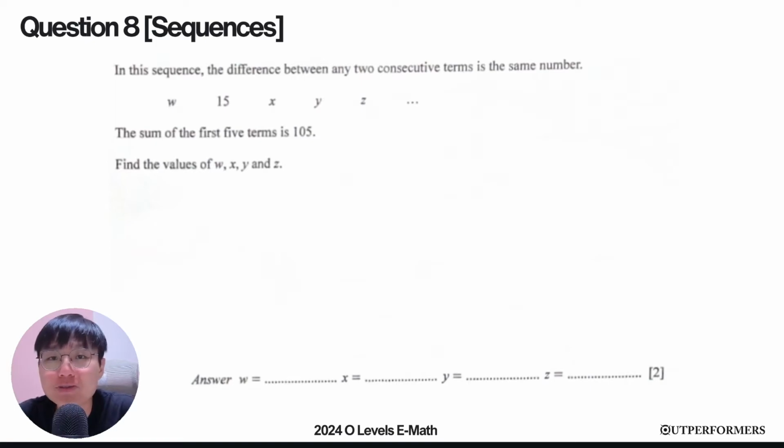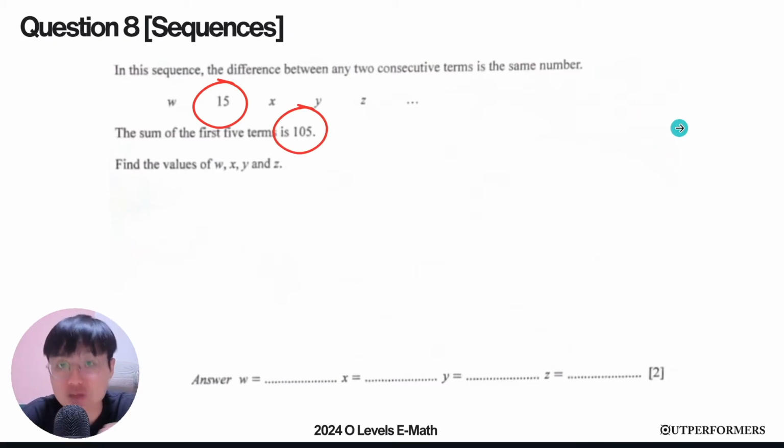Moving on to question 8. We have a very interesting sequences question from the 2024 paper. They gave us this over here, and they say the difference between any two consecutive terms is the same number. So of course we know it will be the same difference. They gave us two values. One is the 15. One is that the sum of all these terms is 105.